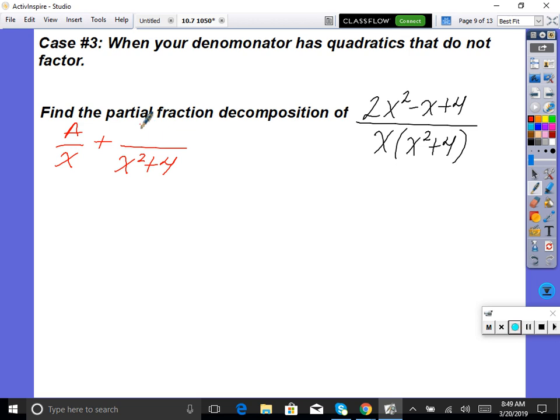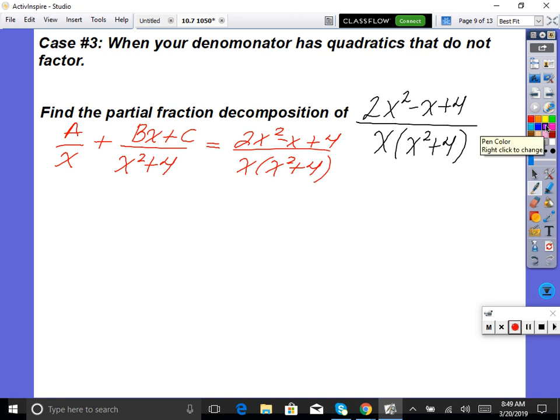So what would be after a, b? So this would be bx plus c. If it's a quadratic that doesn't factor, you have to write the top as a linear factor, bx plus c. So that is the splitting apart of this. Now it's equal to 2x squared minus x plus 4 over x times x squared plus 4. This one actually solves really quickly and nicely and easily. So what's our next step? But does that make sense of how we split that up, everybody? Yes.